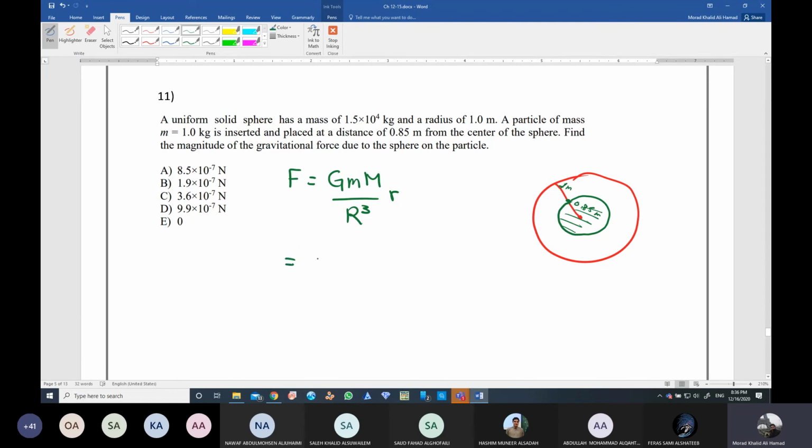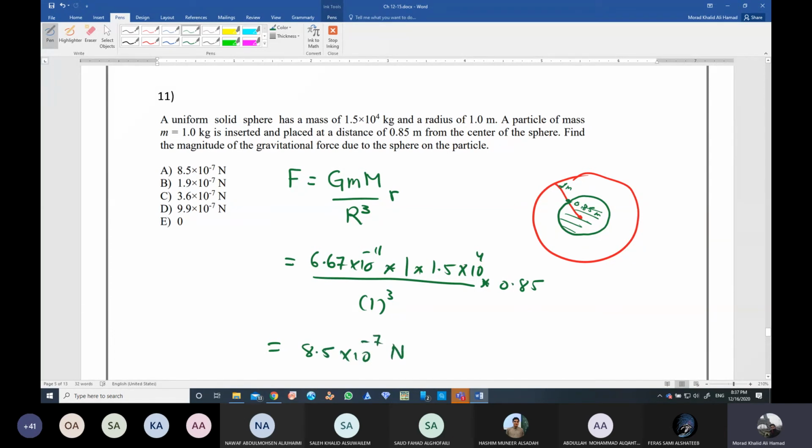So it is equal to, again, 6.67 10 to minus 11 times the mass is small m, which is 1 kilogram, times the mass of the sphere, 1.5 10 to 4, divided by r is 1 cubic, and times small r, which is 0.85 meter. And this one gives you 8.5 10 to minus 7 Newton. Clear يا شباب? Oh, it's r cubed, not r square.